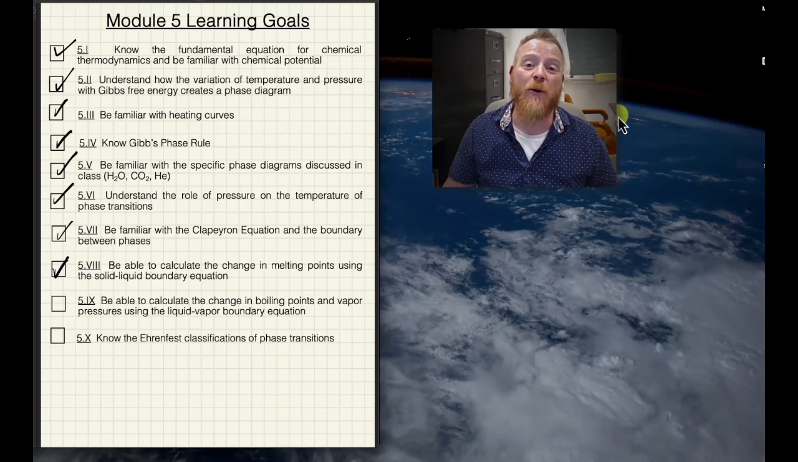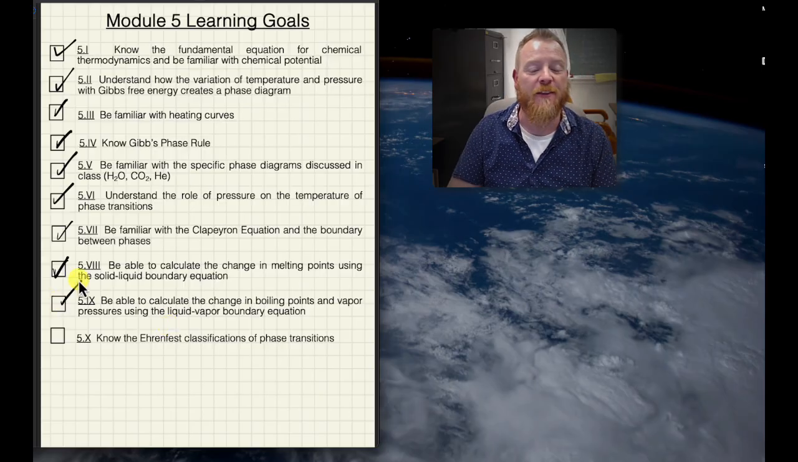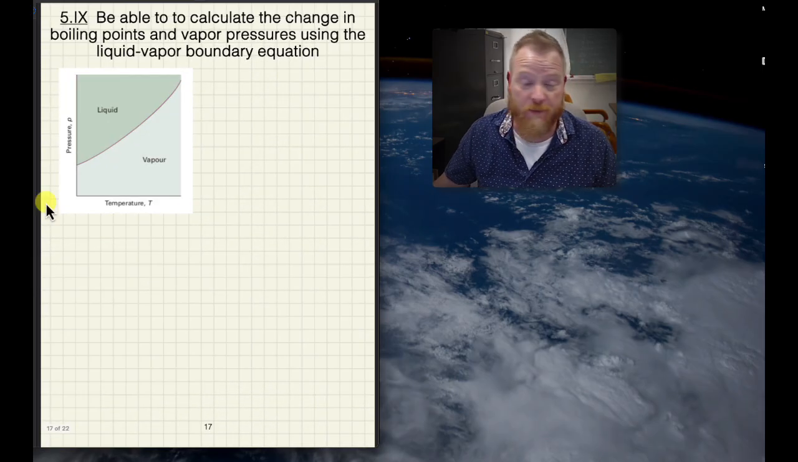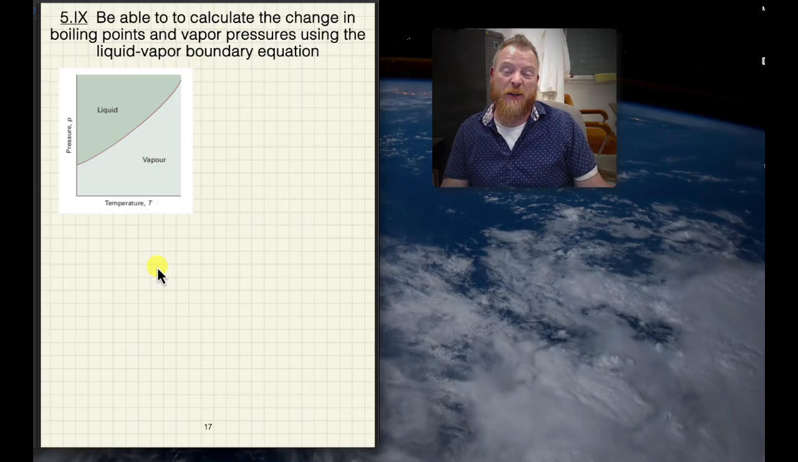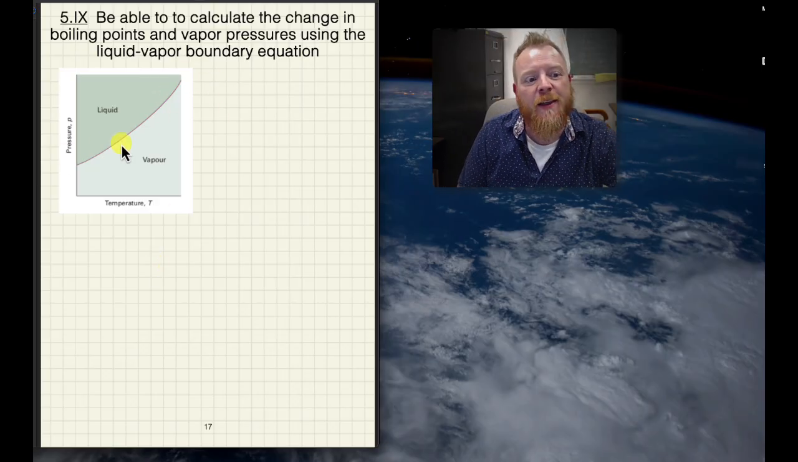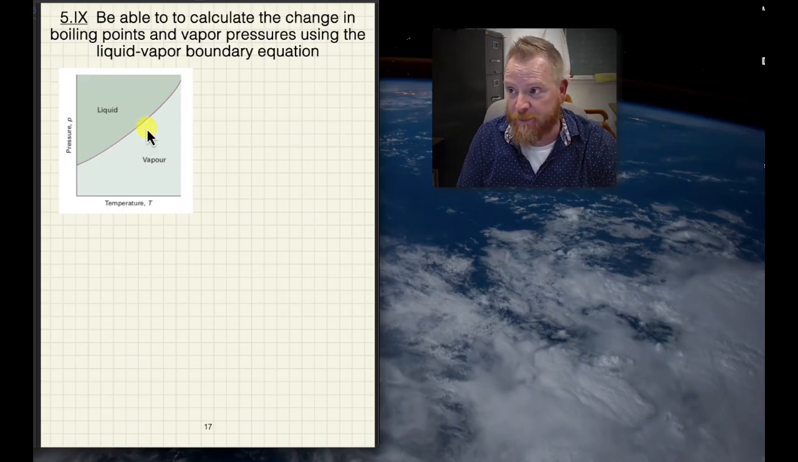Okay, folks, now we're going to play the same game that we just did with the solid-liquid boundary. This time, we're going to look at the liquid-vapor boundary, and some things will change just from that difference in looking at the liquid over the vapor versus the liquid over the solid. Here we can see a typical boundary for liquid-vapor, and it's not nearly as steep of a phase boundary as the solid-liquid.